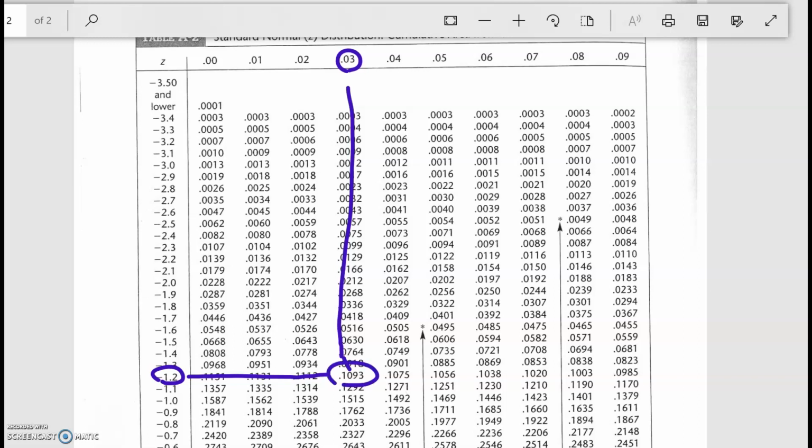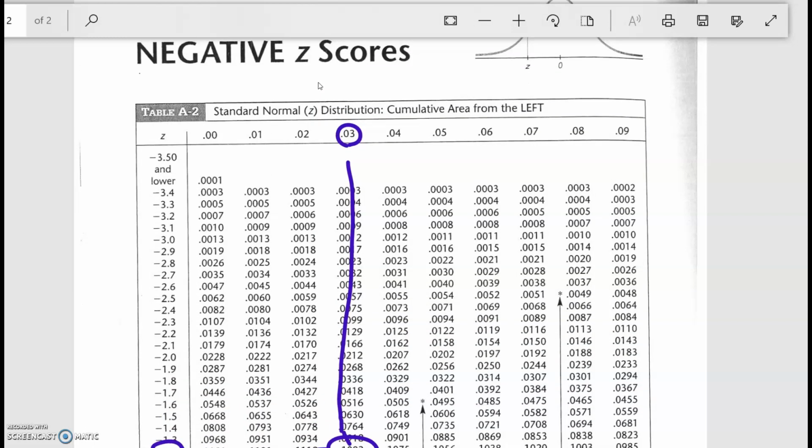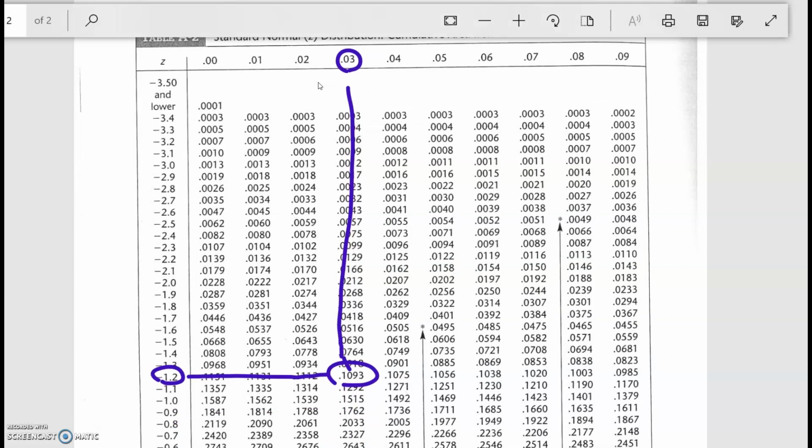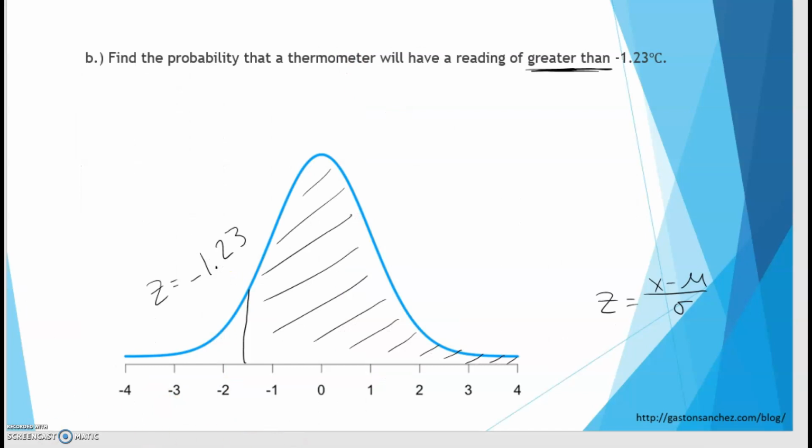Remember, this is always the area to the left of the z-score. So I have 0.1093. That 0.1093 is to the left of your z-score. That's not the answer that we're looking for. We're trying to find greater than that number. So I want the area over here.